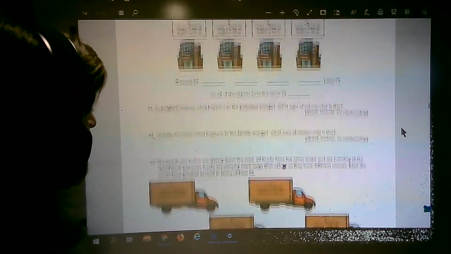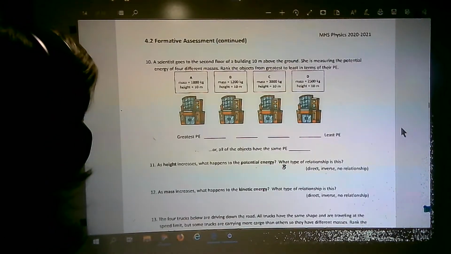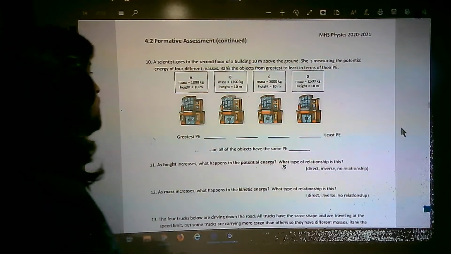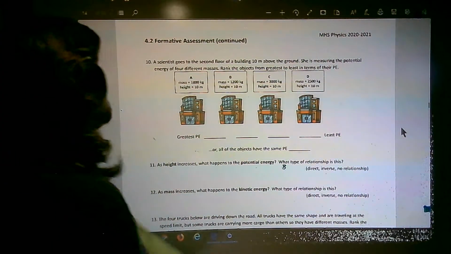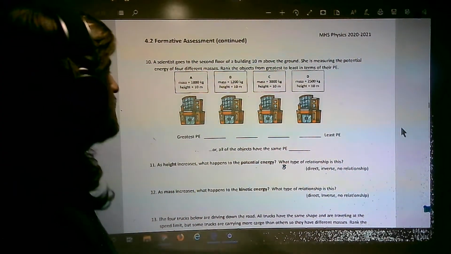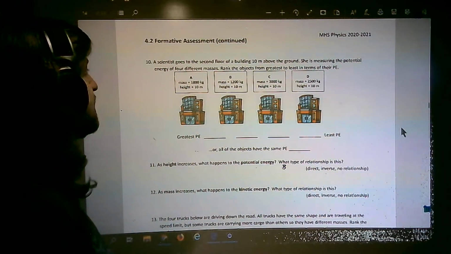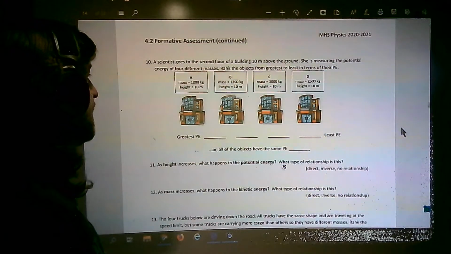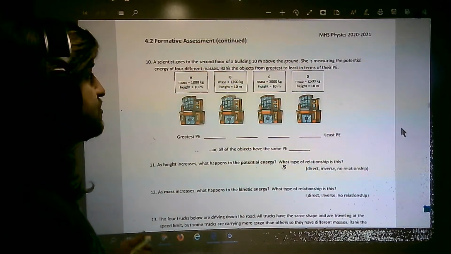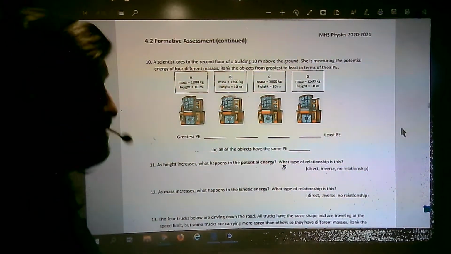All right, we are now all the way down on page 14. Let's check out number 10 right here. We have a scientist. They're going to the second floor of a building. It's 10 meters above the ground. Sweet. She is measuring the potential energy of 4 different masses. We need to rank the objects from greatest to least in terms of their PE.